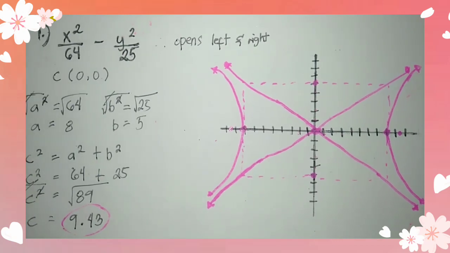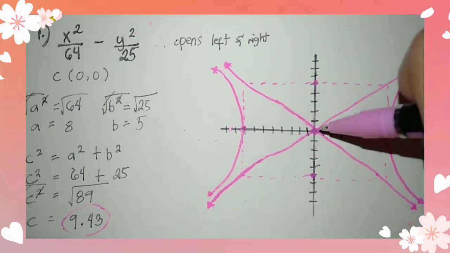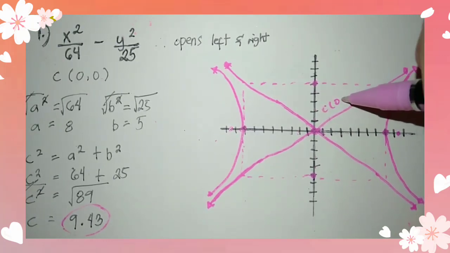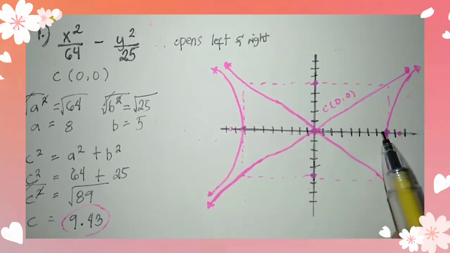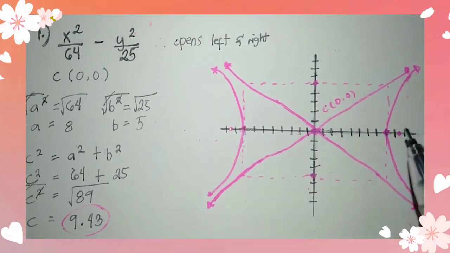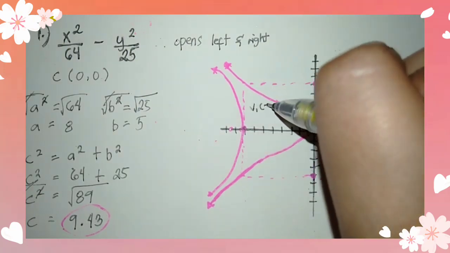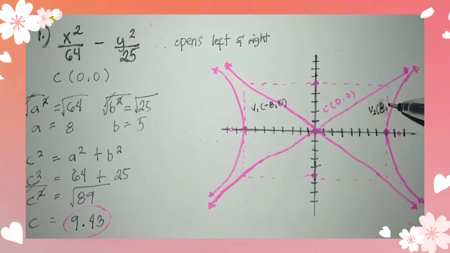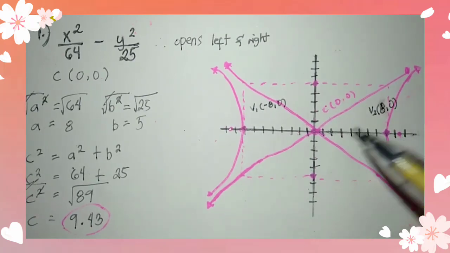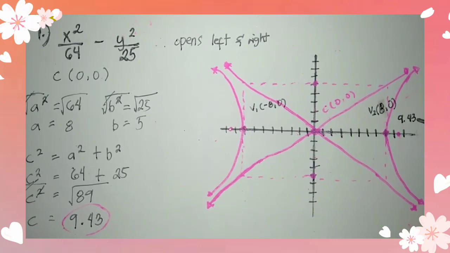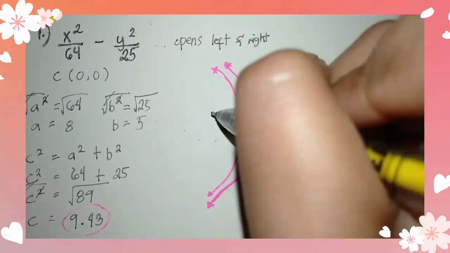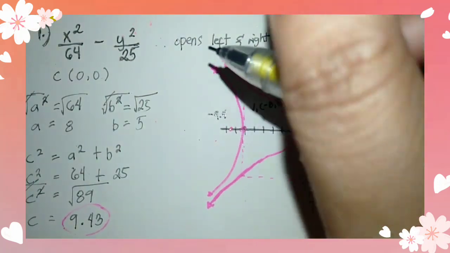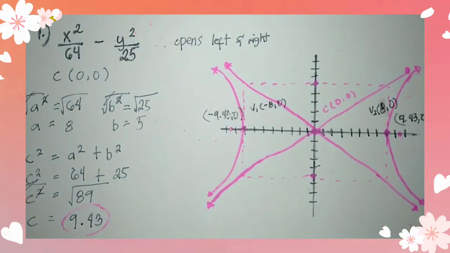And then, we're going to put its coordinate. So, we have the center, 0 and 0. And we have our vertices. Ayan, yung vertices natin. The vertex 1 is negative 8 and 0. Second vertex will be at 8 and 0. We have our foci, 9.43 and 0. And focus 2 is negative 9.43 and 0. Okay? So, now tingnan natin kung tama ba siya sa formula.